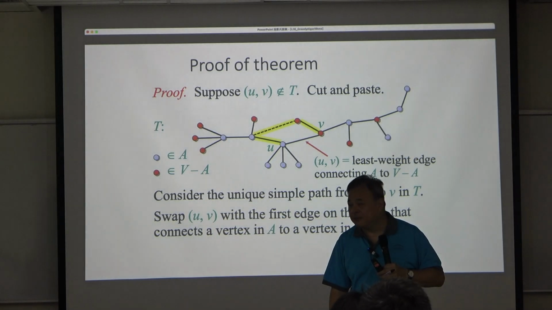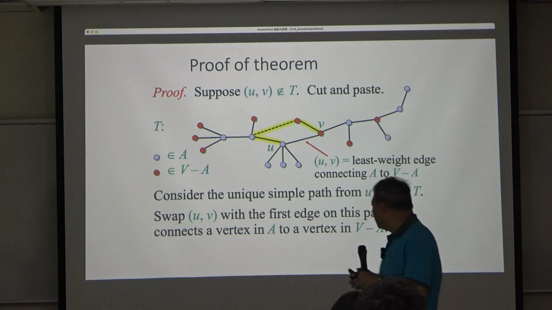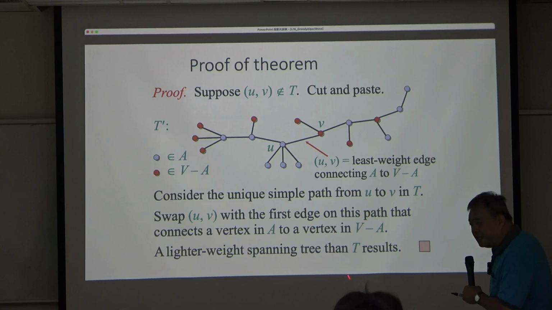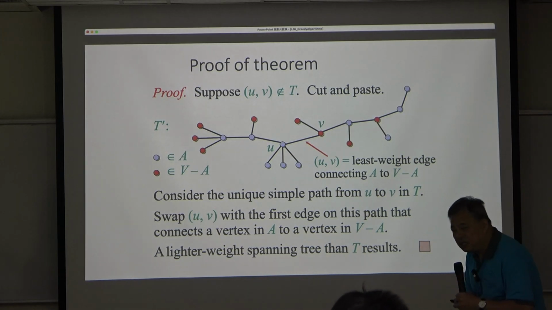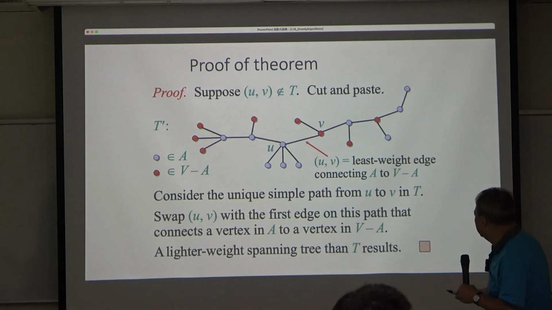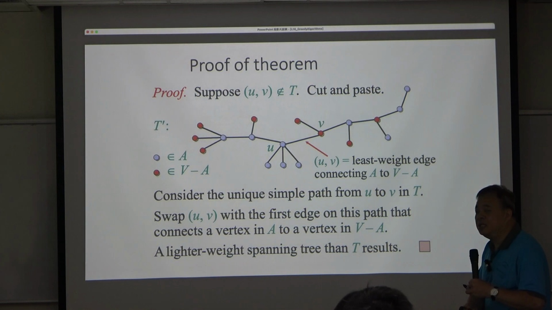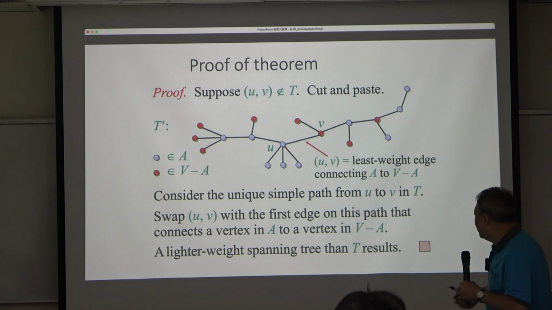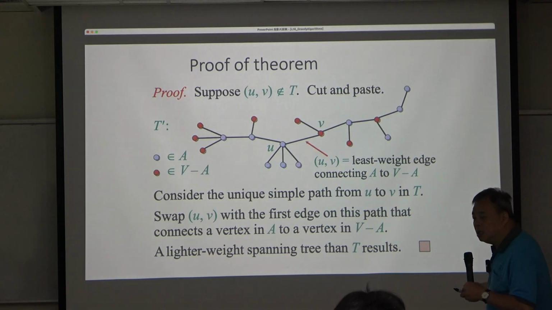But that's not possible, right? A lighter weight spanning tree than T would be created, so that's not possible, because we know T is supposed to be the MST. So the only explanation is that this UV is already in the tree. So you cannot do a cut and paste.